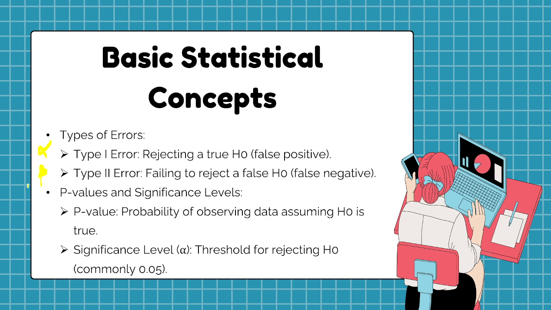So in statistical hypothesis testing, we have the meaning of alpha and beta based on these two types of error, right? And then the p-value and the significance level are based on the alpha value. So p-value is the probability of observing the data assuming the null hypothesis is true. So p-value is something that we can compare later. And then the significance level, which is denoted by alpha, is the threshold for rejecting the null hypothesis, commonly used as 0.05. Sometimes it will be represented as 5%.